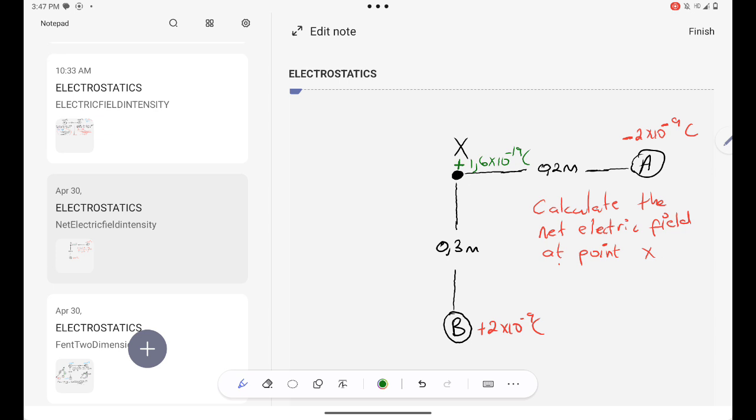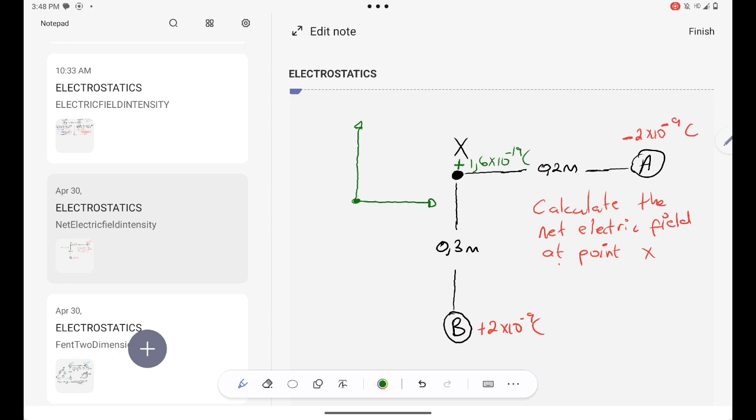Between the two charges X and A, they both have different polarity. Are you together? So there will be an attraction force between them. So point X will be pulled towards the right by charge A. And then the relationship between X and charge B: X will be repelled by charge B, right? So it will just go like that over there.